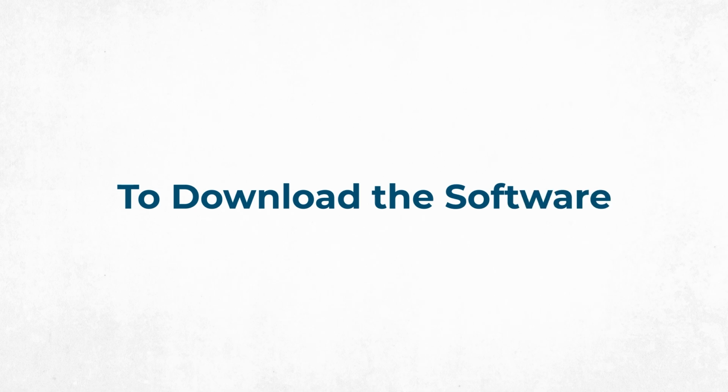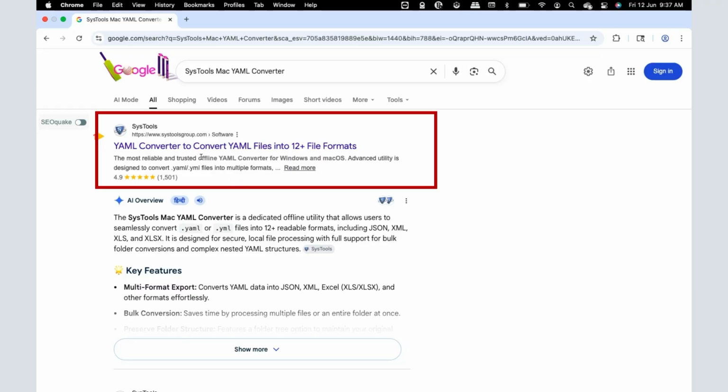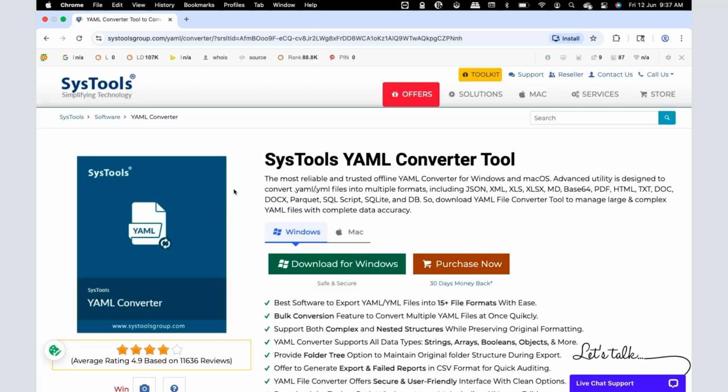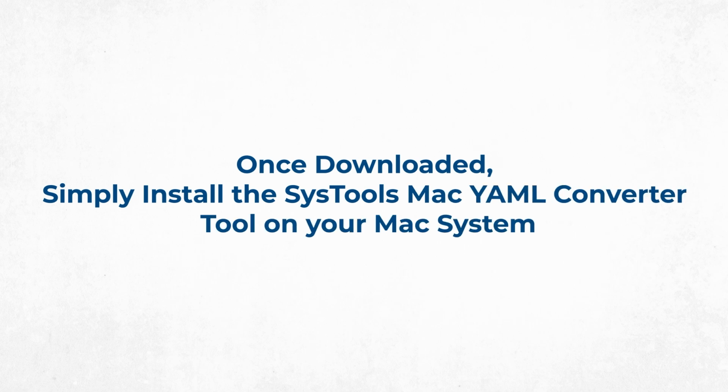To download the software, open Google and search for SysTools YAML Converter tool. Click on the top search result that leads to the SysTools official website. On the product page, click the Mac tab and download the software by clicking on the Download for Mac button. Once downloaded, simply install the SysTools YAML Converter tool on your Mac system by following the on-screen instructions.